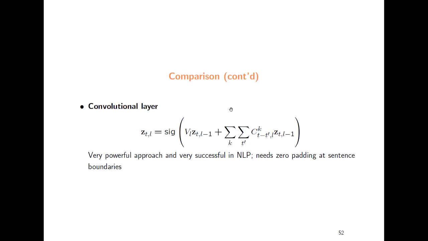Then the convolutional layer does something similar, but these connection weights have a symmetry. In this case, this convolutional symmetry means that these weights are not completely independent, but they're all coupled in this convolutional structure, and this is quite successful in NLP applications.